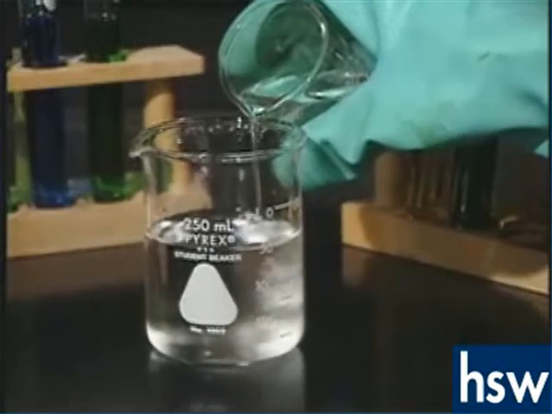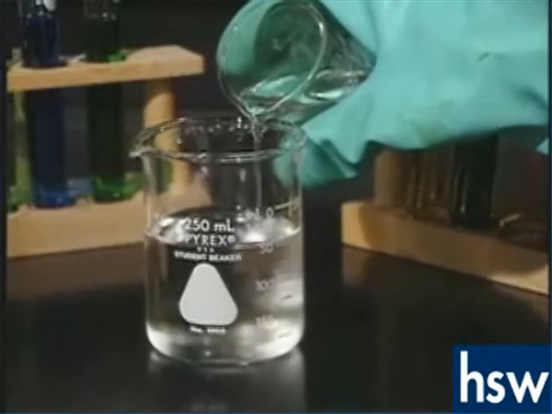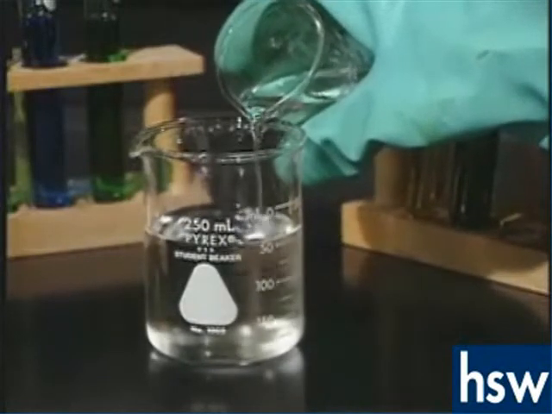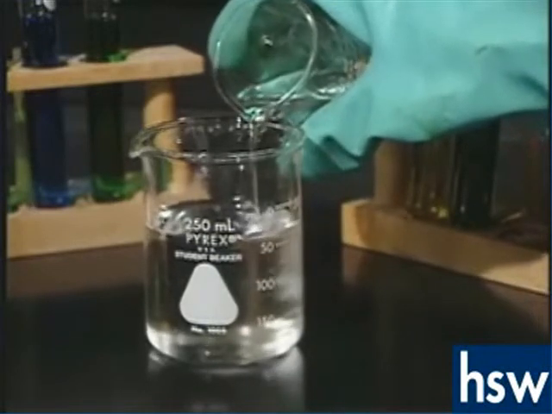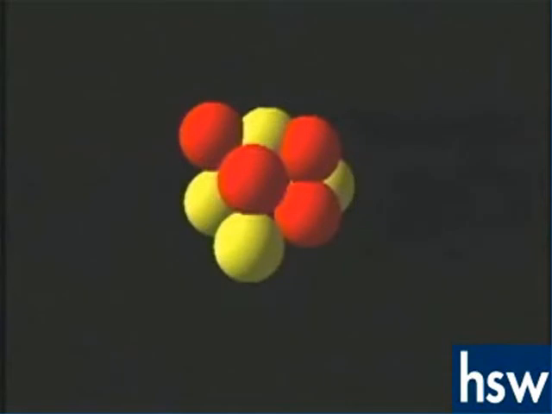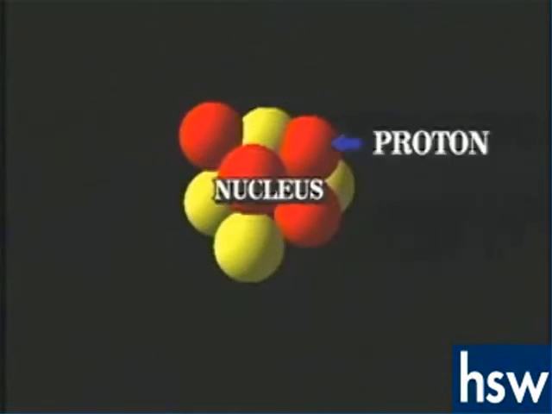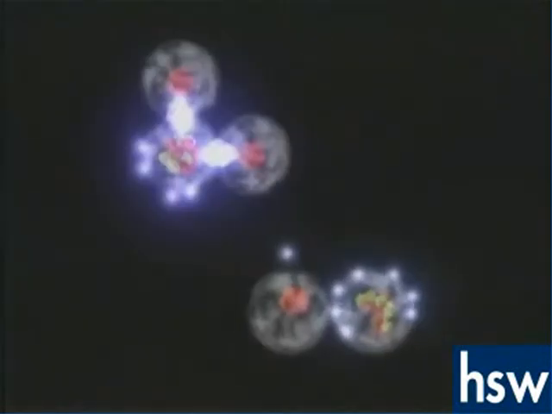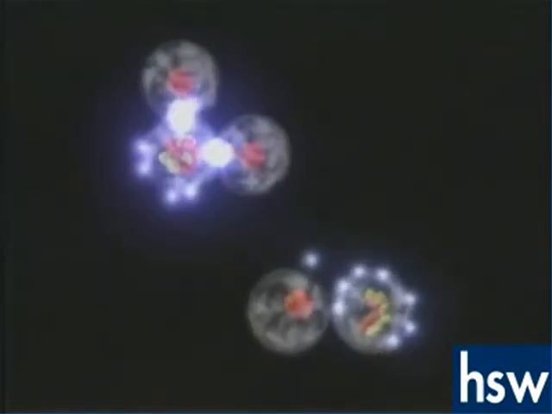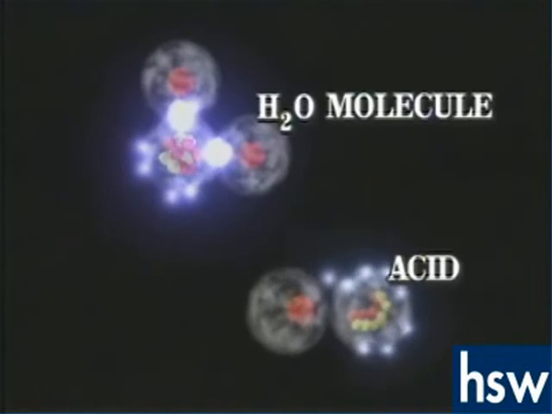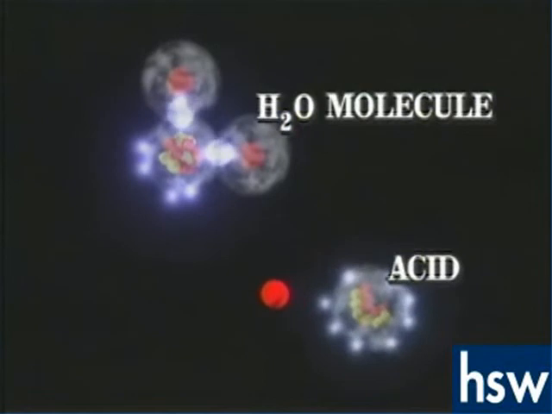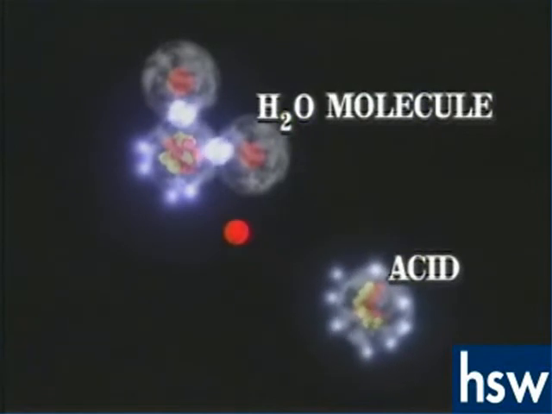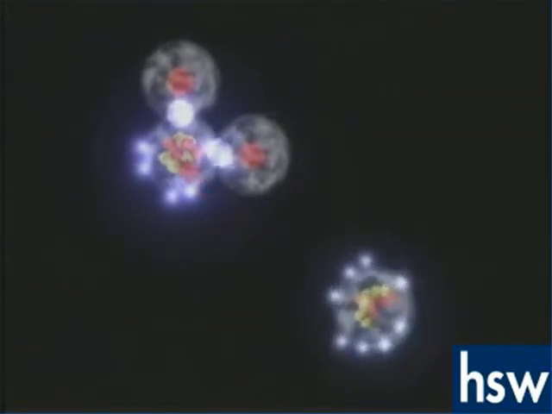Both acids and bases ionize in water. Acids form ions in water not by giving up or gaining electrons, but rather by giving up protons. Protons are positively charged particles that are usually found in the nucleus of atoms. All acids contain a hydrogen atom, which is stripped of its proton when the acid is placed in solution with water. The protons given up by the acid combine with water molecules to form positive hydronium ions.